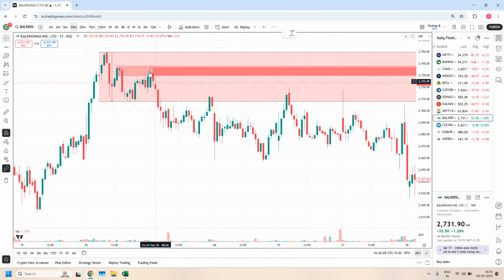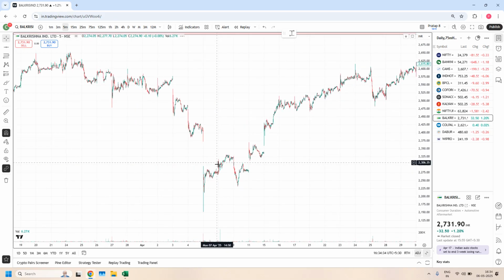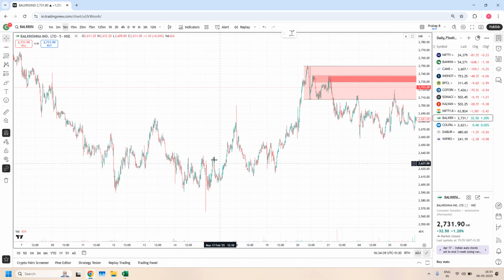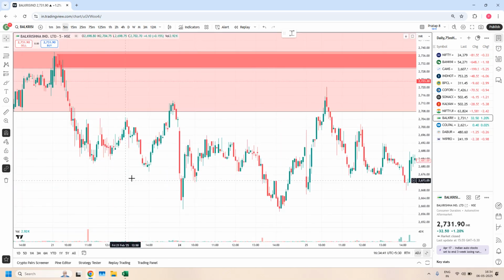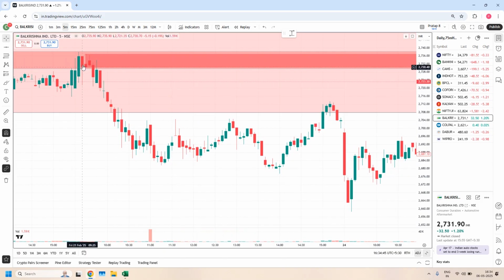Okay, now let's fine tune this zone with the 5 minutes time frame. Let's go to the 5 minutes. Here in the 5 minutes time frame, you have a fresh zone. You have a rally, base, drop, but this can be considered as a next candle, a rejection from this zone, and short move down.